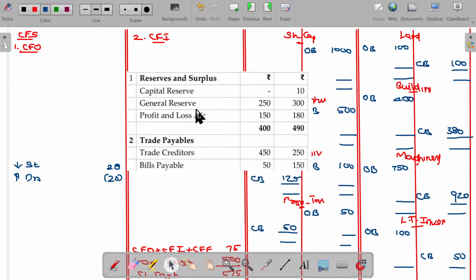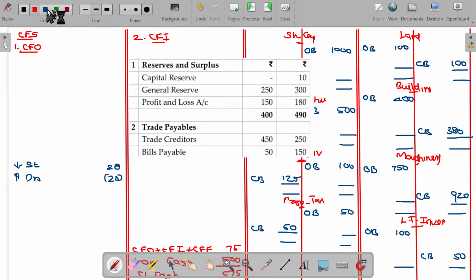From this item, creditors decrease, decrease in creditors. If the current liability decreases, we might have paid, so outflow of fund. Bills payable increases, your money is with you only, 100 rupees inflow. Schedule number 2 is completed.